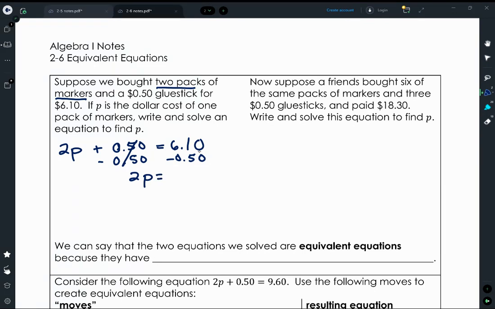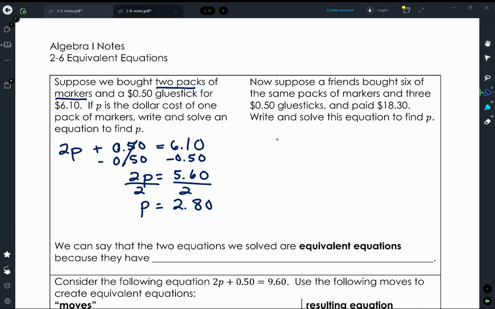So let's see, 6.10 minus 50 cents, that's going to be $5.60. And then I would divide both sides by 2. And then P is going to equal $2.80. All right, now suppose a friend bought 6 of the same packs of markers and 3 50-cent glue sticks and paid $18.30. Now write an equation to solve for P.